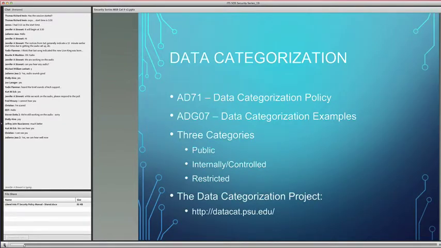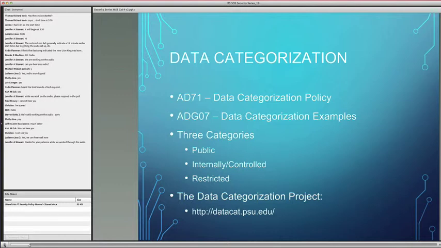We're going to begin with a quick review of the data categorization and the minimum security baseline standards at Penn State, the latter of which support the former. Data categorization is policy AD 71, and its purpose is to establish the categories of sensitivity that apply to data processed, stored, or transmitted within the university and its systems. AD 71 defines public data, which is the data you want the public to see. Think static web pages of content.